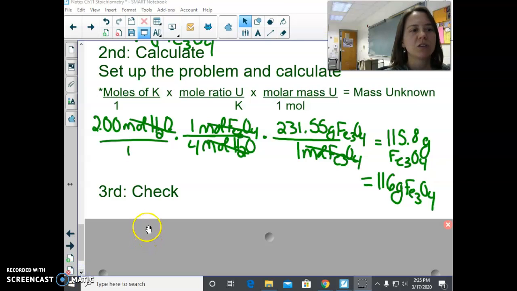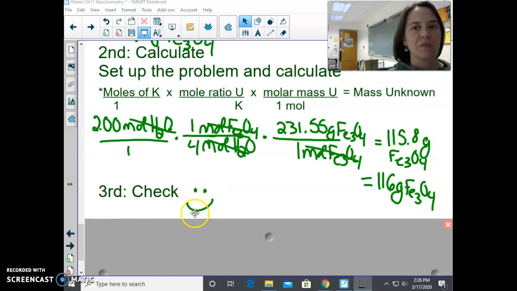Okay, and then we're going to do a check. So we have 2 moles of water, and if we have 1 mole of iron oxide for every 4 moles of water, we'd have about a half a mole of black iron oxide. And we know each mole of black iron oxide is about 230 grams. So if I have a half of a mole, it would be about 115 grams. So we did a good job.